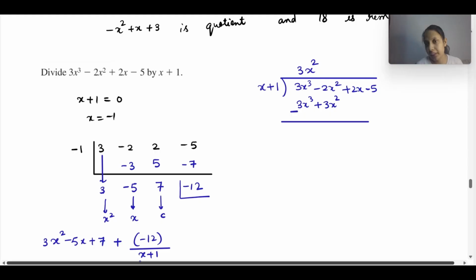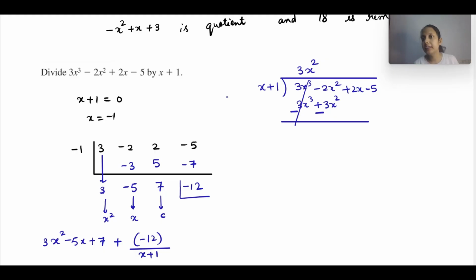Now change the signs. This changes to negative, this changes to negative. We change the sign only in the long division, not in the synthetic division. Okay? So this got cancelled, and you are left with negative 5x square. These two terms are not used, write them down as they are: 2x minus 5.